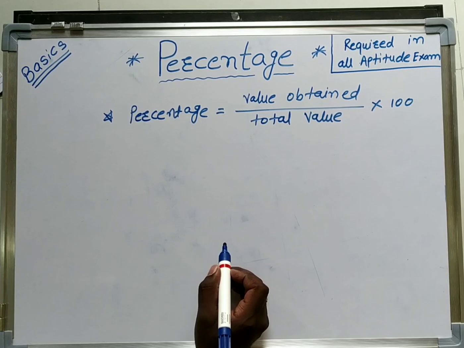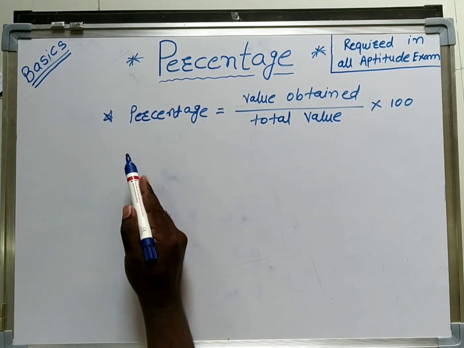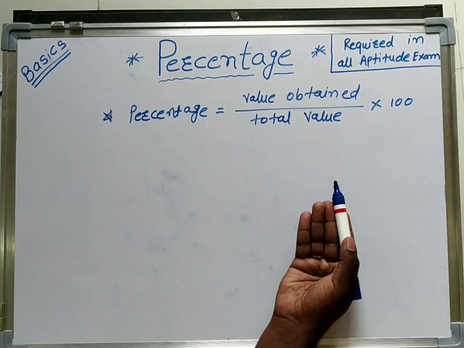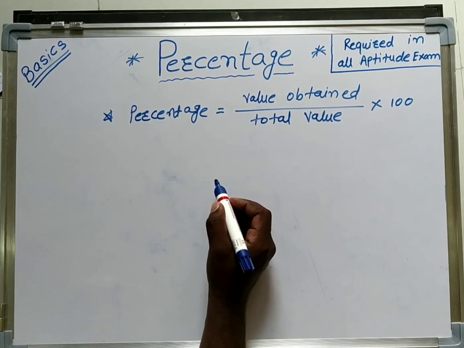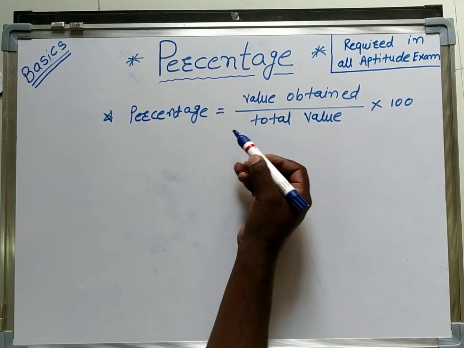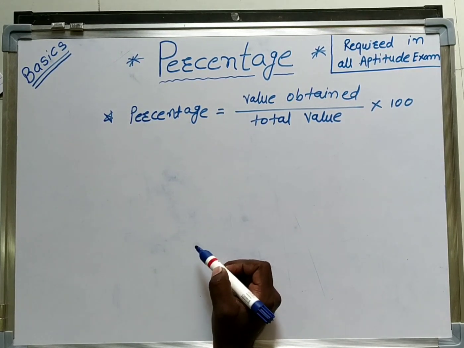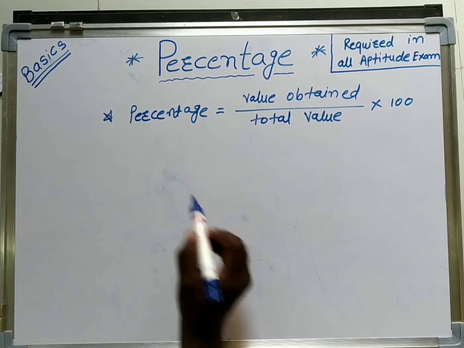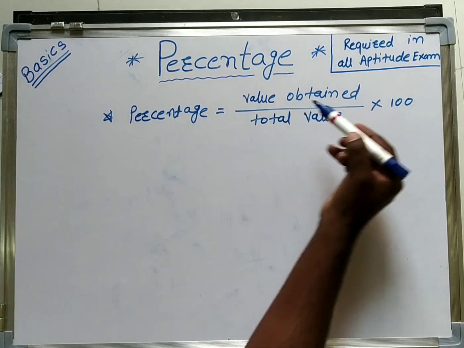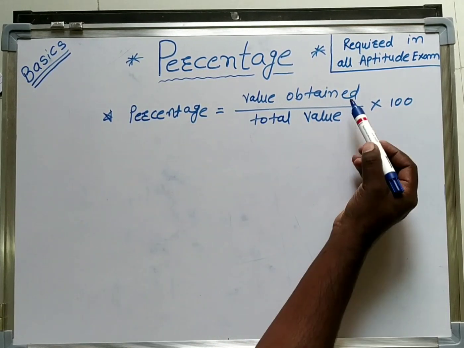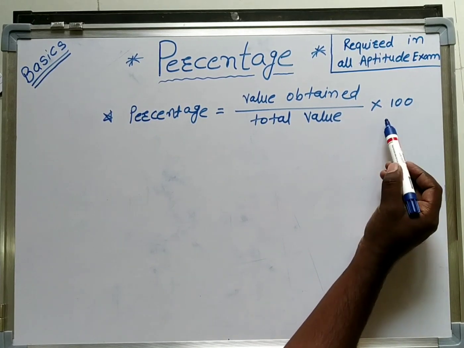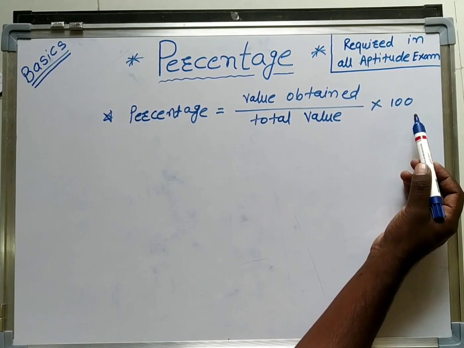In the previous video we have seen what fractions are and how they are converted into percentages. In this video we will see what percentage is and some basic concepts regarding percentage. Percentage stands for the value obtained upon the total value. The ratio of the value obtained to the total value, multiplied by 100, gives us the percentage.